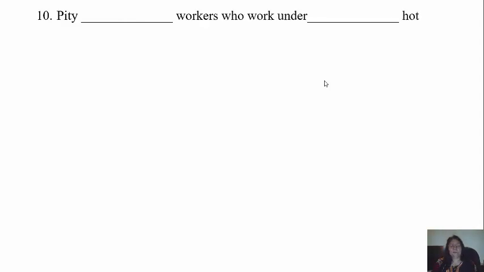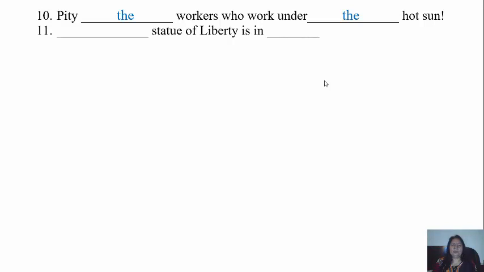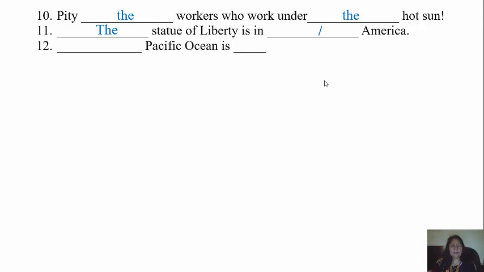Pity the workers who work under the hot sun. Next. The Statue of Liberty is in America. Next one. The Pacific Ocean is the largest ocean in the world. Alright?